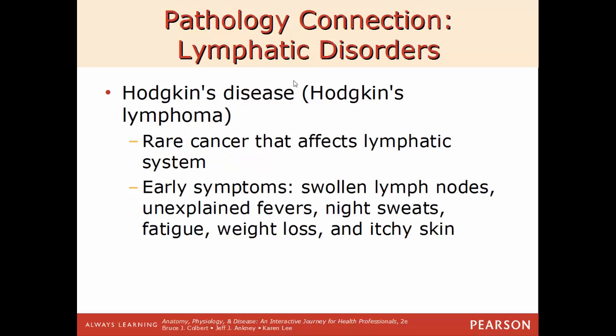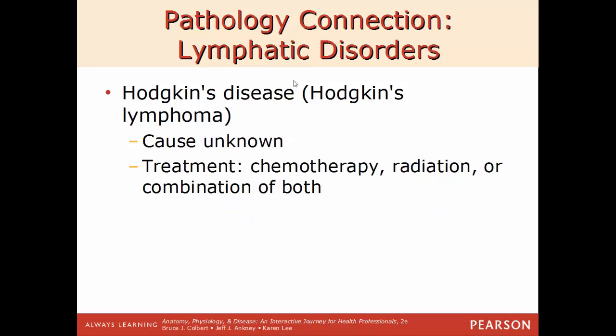Hodgkin's disease, or Hodgkin's lymphoma. This is a rare cancer that will affect the lymphatic system. Some early symptoms: swollen lymph nodes, unexplained fevers, night sweats, fatigue, weight loss, itchy skin. The cause of Hodgkin's lymphoma is unknown at this point. Some common treatments: chemotherapy, radiation, or a combination of both of those.